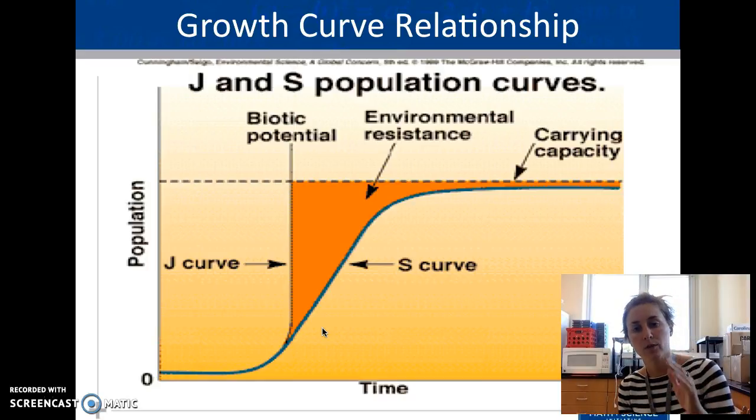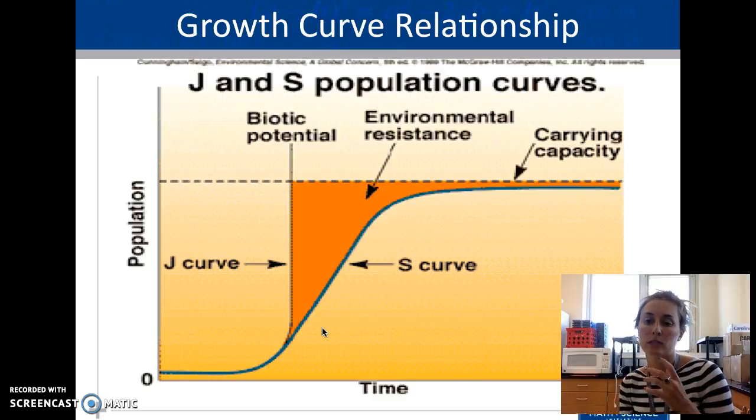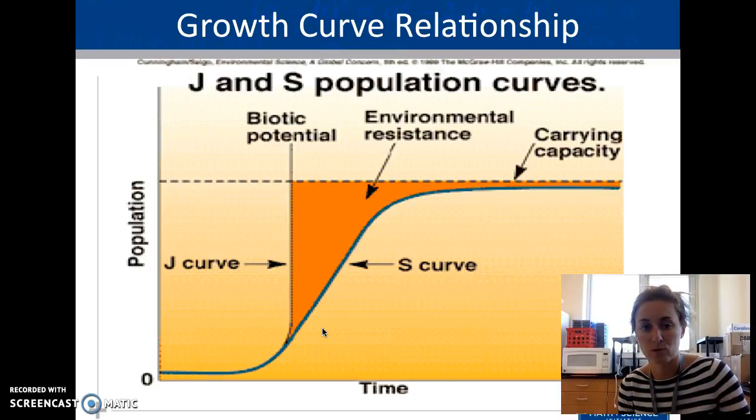All of those things are what fill in that orange space, the environmental resistance, that keeps the organisms where they need to be. So unless we are controlling the environment, right? If I'm in a lab in a petri dish and I can keep feeding my organisms, we're not going to reach biotic potential, which is hypothetically how big that species could get, which is exponential and probably indefinite.